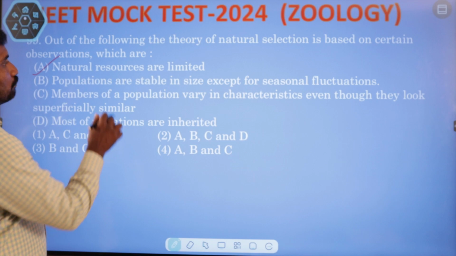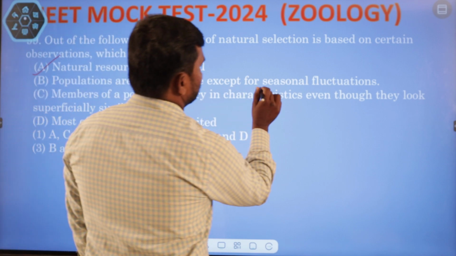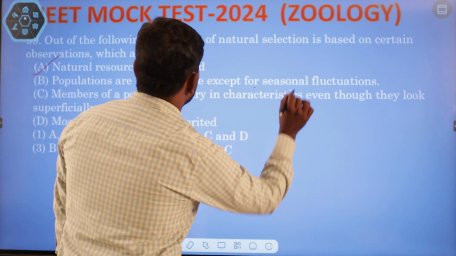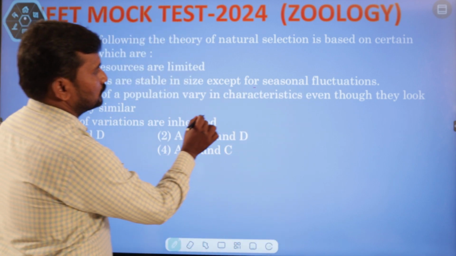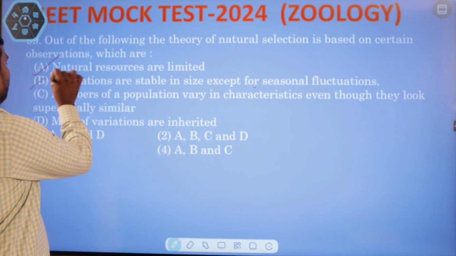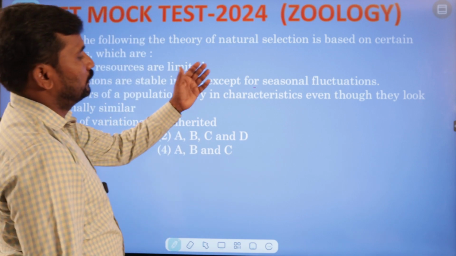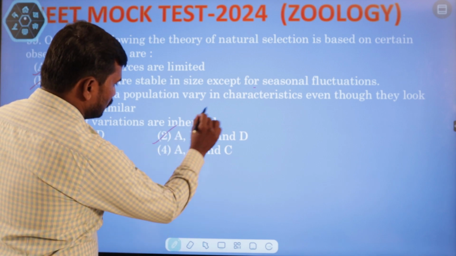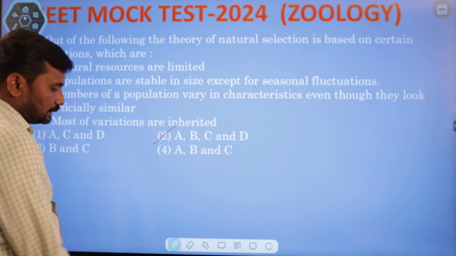The population is of stable size, except for seasonal fluctuations. The members of the population vary in their characteristics, even though they look superficially similar. All three characters are observed in the theory of natural selection. Most of the variation is inherited. So A, B, C, D, all are correct.